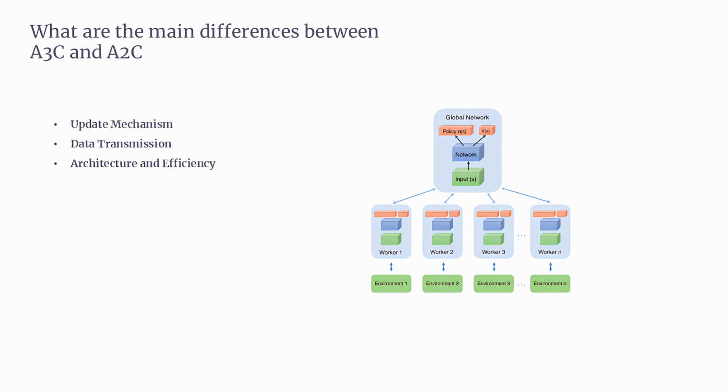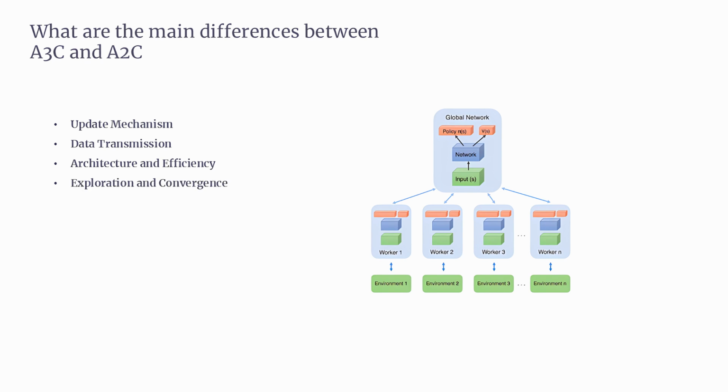The third, architecture and efficiency. A3C is optimized for CPU environments, where it can run multiple threads in parallel and make use of shared memory without locking mechanisms. This makes it a great fit for environments that benefit from parallel exploration and don't require GPU acceleration. A2C is more efficient when using GPUs because it can handle larger batch sizes, making it better suited for environments where GPU resources can be leveraged for faster computation.